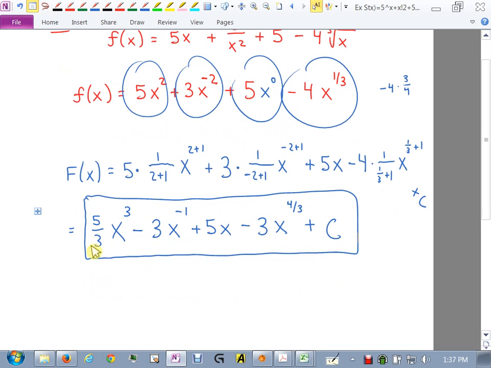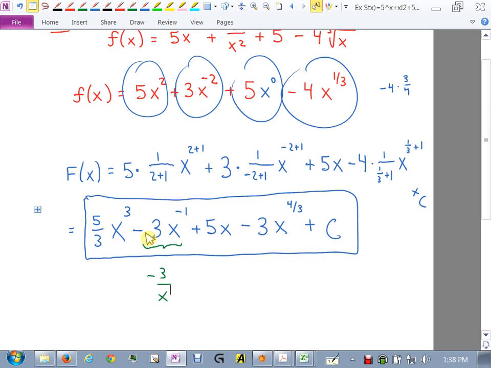You could, if you want, rewrite this term right here. It would not be wrong, but it also would not be more correct to write that as negative 3 over x. And like I said, you can always check your answer. Let's just check real quick. Take the derivative here. 3 comes out. 3 cancels. You get 5x squared. That's encouraging.